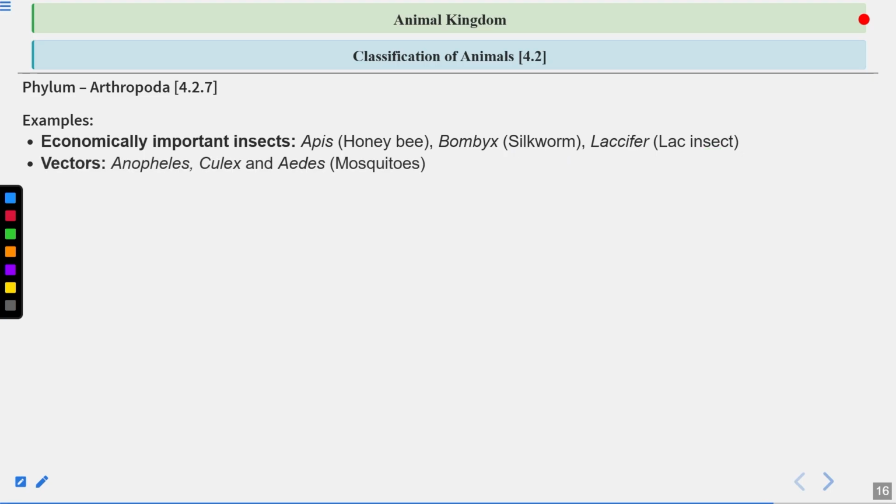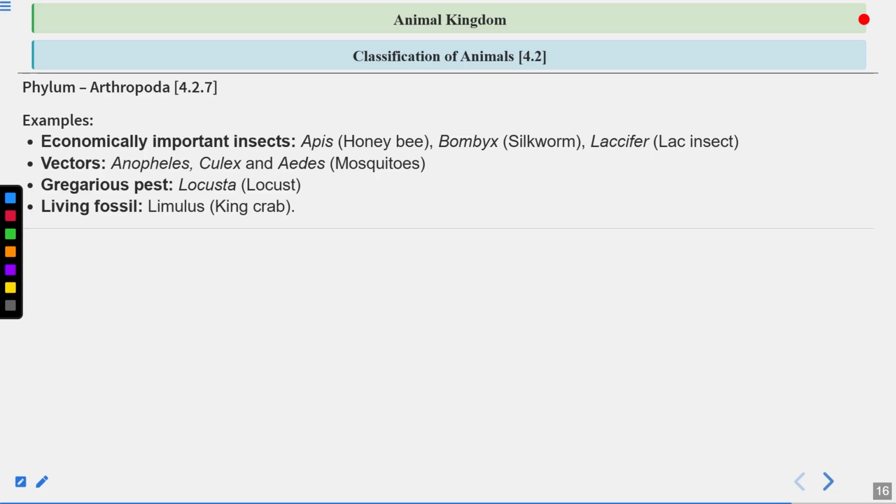Vectors: Anopheles, Culex, and Aedes mosquitoes. These are carrying some or other pathogen. Like the female Anopheles, they carry Plasmodium that causes malaria. So they carry the malarial parasite, and they are acting as a vector. Gregarious pest: locust.